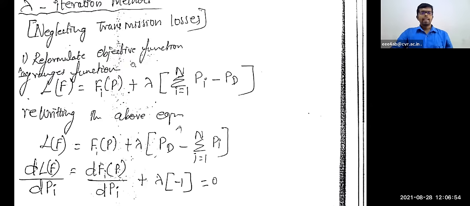Okay. So Lagrange's function is defined as objective function plus some constant into constraint. So here, what is the objective function? Minimize the total fuel cost. That is the summation of FI of PI.